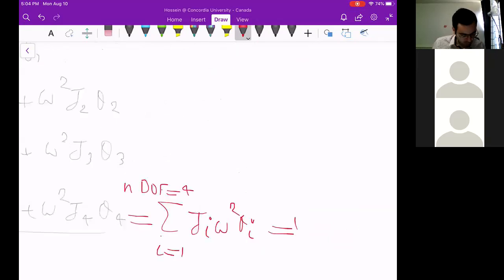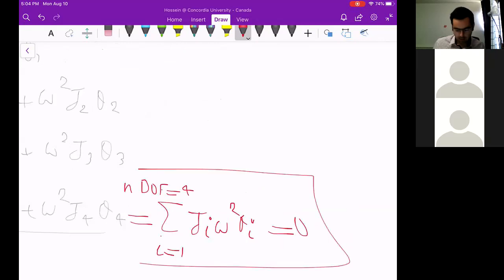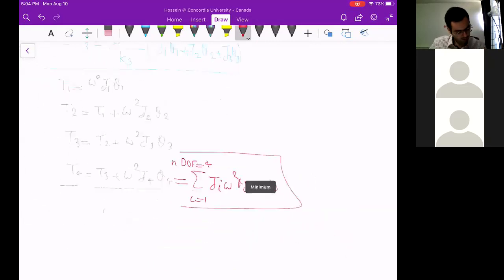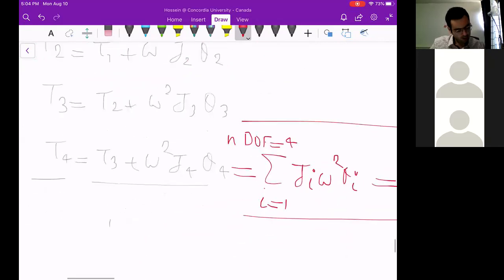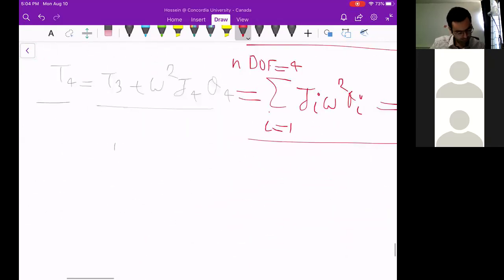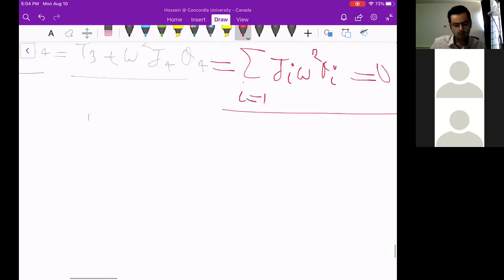This should be 0 at the end. If it is 0, therefore omega is the natural frequency. So the last torque must be 0 when the oscillation is free vibration. And we have to find omega that satisfies this equation. This is how you are able to find omega.